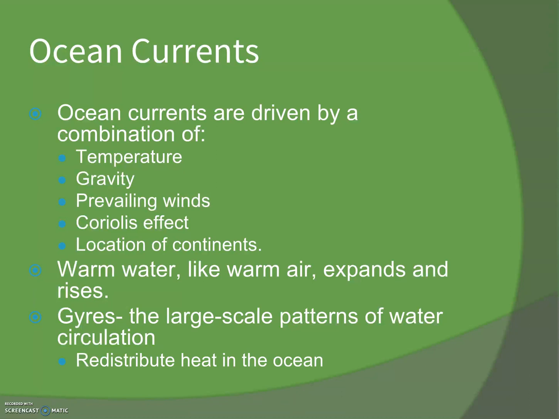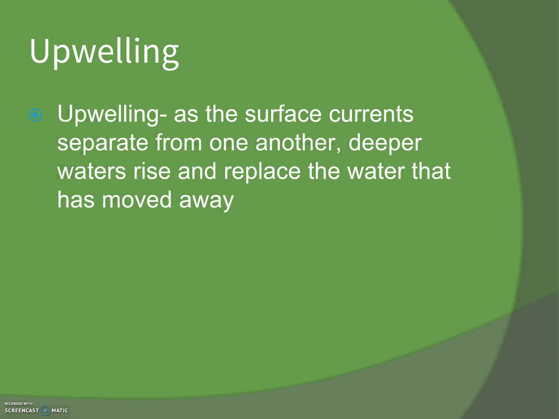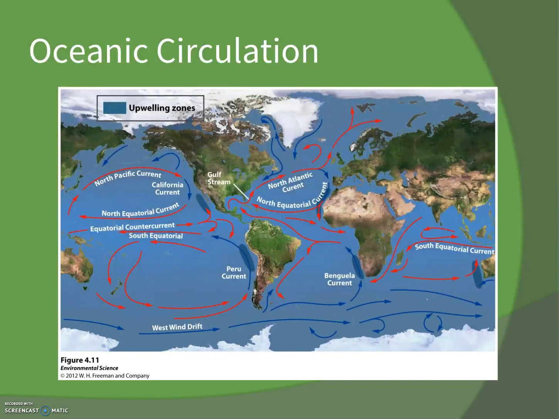Warm water, like warm air, expands and rises. Gyres are the large-scale patterns of water circulation. It redistributes heat in the ocean. Upwelling is this idea that as surface currents separate from one another, deeper waters rise and replace the water that has moved away. So if we look, we have some big, complicated oceanic circulation that goes on.